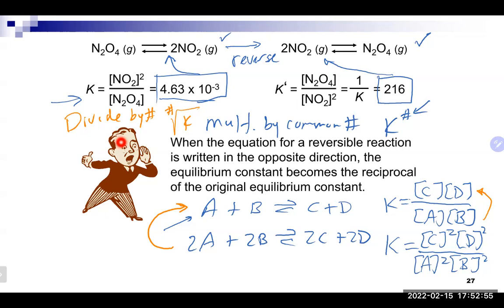So those are very common ways that we manipulate these equations, in a situation where you're given an overall equation, but you're not really given the K value, but you're given individual reactions or equations that you could use to figure it out. Any questions on any of those manipulations there?